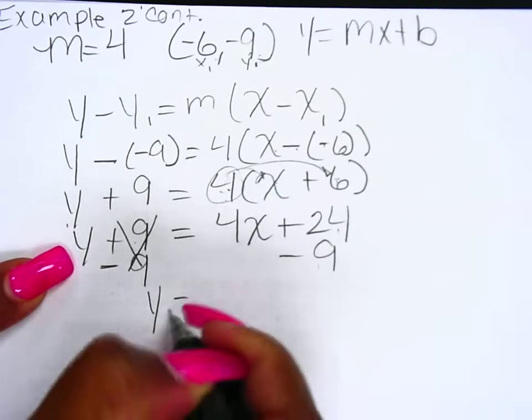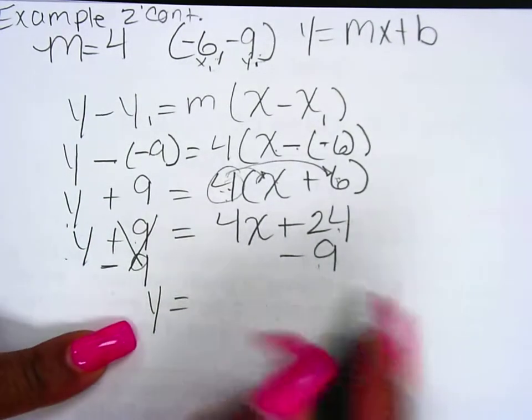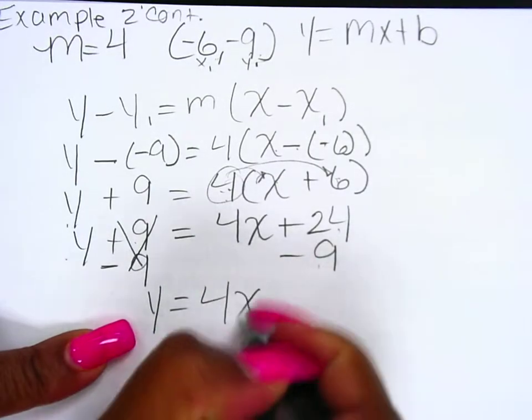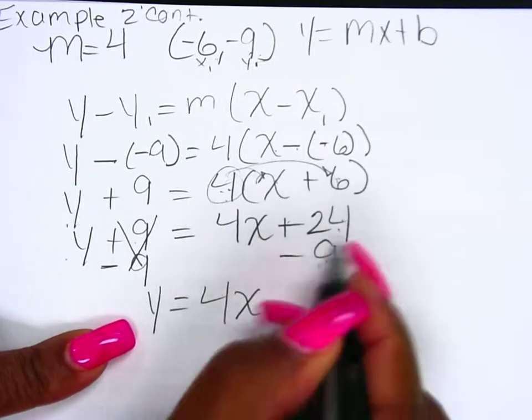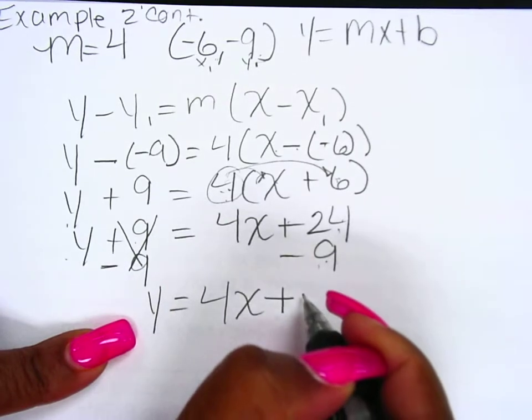Bring down your y. We got the y by itself. Then we have here 4x. 24 minus 9 is positive. So I'm just saying 24 minus 9. There you go. A positive, what?